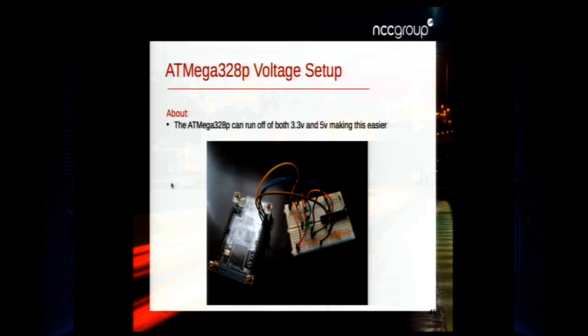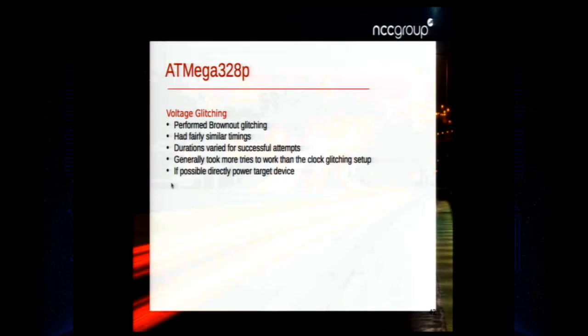So this is a non-fully connected voltage glitching setup. And the thing that's nice about the 328P is that you can just power it off 3.3 volt rails. This really helped me save a lot of time when I needed to perform this experiment. With this, I performed brownout glitching, and the delays were fairly similar, but the durations always varied whenever I got a successful glitch. And it took more tries. It took a longer time to work than the clock glitching, which would work within a matter of seconds. This one might take a few cycles and some resets in order for it to work.